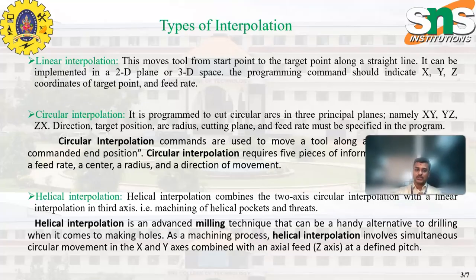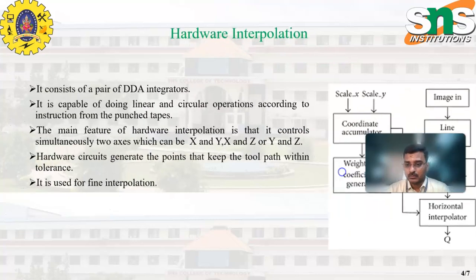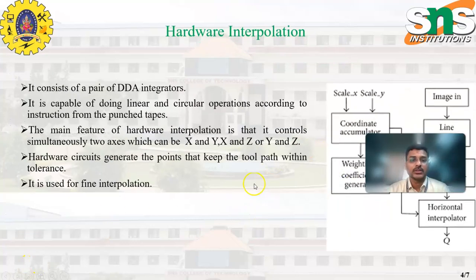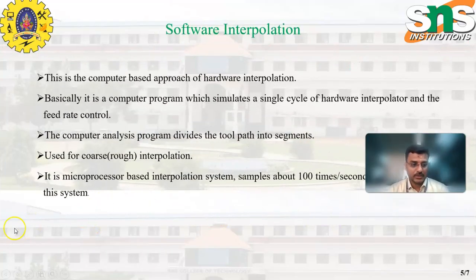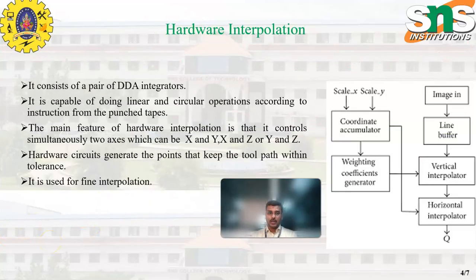Helical interpolation combines two-axis circular interpolation with linear interpolation in the third axis. This is used for the machining of helical pockets and threads. Then there is hardware interpolation. It consists of a pair of DDA integrators and is capable of doing linear and circular operations according to instructions from punched tapes.